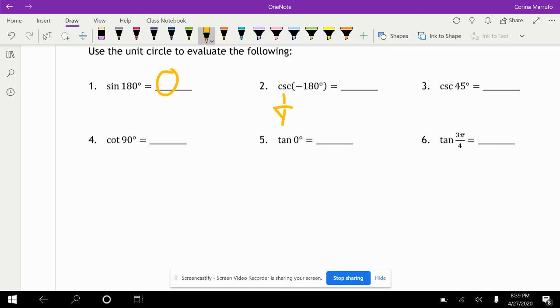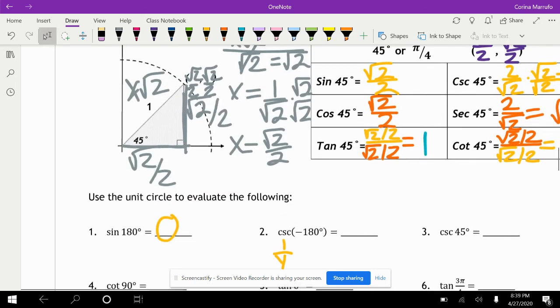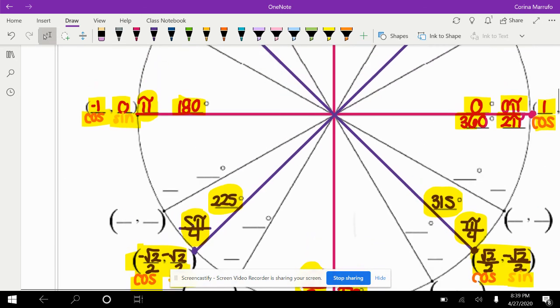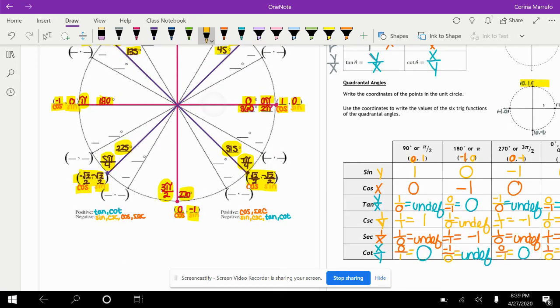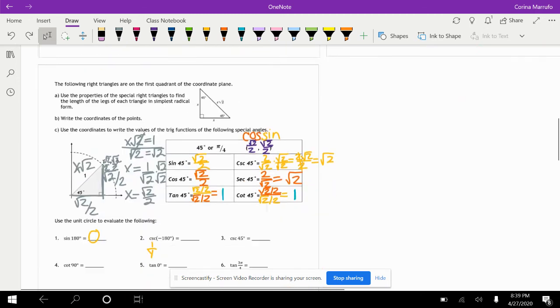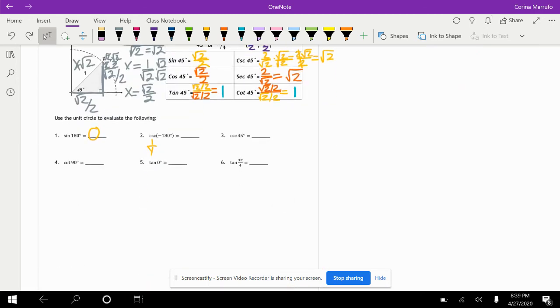Now, it is negative 180 degrees, so when we refer to our unit circle, since it's a negative angle, we go in the reverse direction. Coincidentally, we do land in the same spot, and there we're looking at the y value, which is 0. So when I solve for it, we're going to do 1 divided by 0. We need to remember anything divided by 0 is undefined.